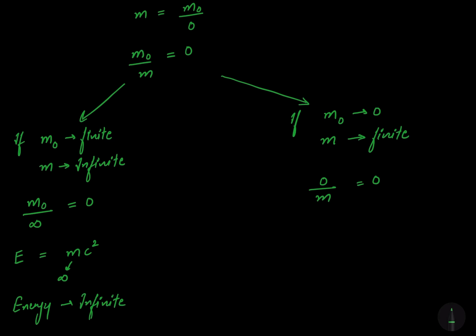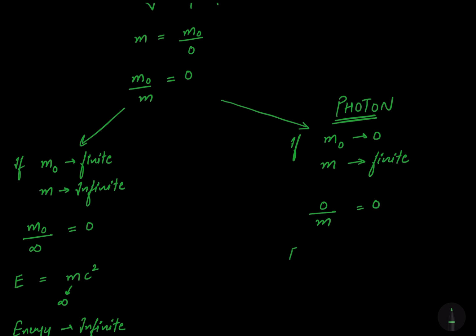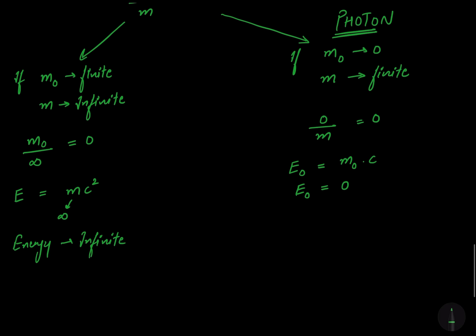Now let's consider that particle to be a photon of light. Here I am considering that particle to be the photon of light. So the energy of the photon at rest will be m naught into c². Here I have taken m naught to be 0, so the energy of the photon at rest comes out to be 0. So here I am writing, rest mass of photon is 0. We got the rest mass of photon to be 0.